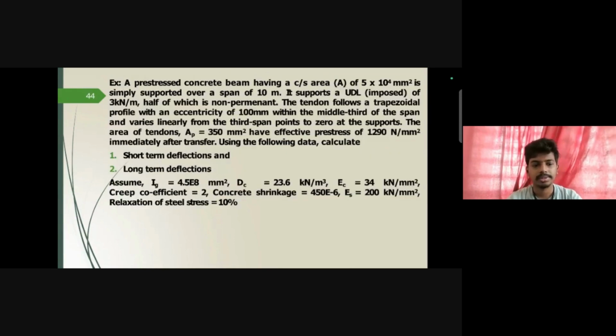So now, in this question, we'll be finding the deflection of a pre-stressed concrete beam having a cross section of 5 into 10⁴ mm², simply supported over a span of 10 meters, and it has a UDL of 3 kN per meter. The tendons follow a trapezoidal profile with an eccentricity of 100 mm within the middle third of the span, and the Ap is equal to 350 mm², having an effective pre-stress of 1290 Newton per mm².